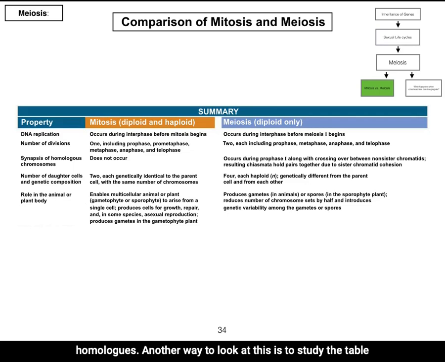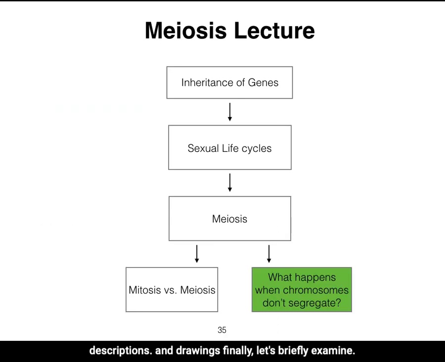Another way to look at this is to study the table above. In the column on the left, there are traits of each type of division, mitosis or meiosis. Under the middle column, there is a description of how that trait is observed in mitosis, and in the right column, there is a description of how that trait is observed in meiosis. In preparation for the test, you should be able to recreate this table with fuller descriptions and drawings.